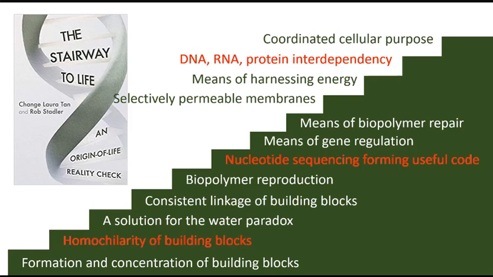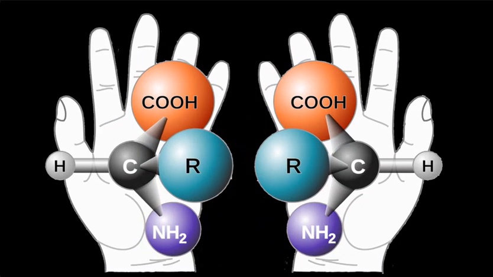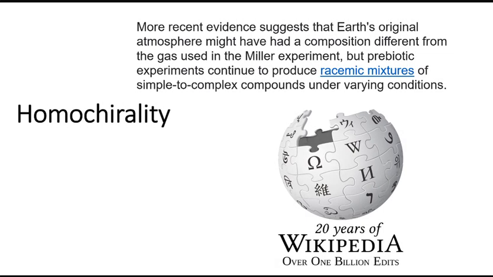Homochirality of the building blocks. Okay, what is homochirality? Molecules that have 4 connections, mainly based on carbon, that would be all organic molecules, have a possibility of a right or left-handed organization. Let's see what that means.